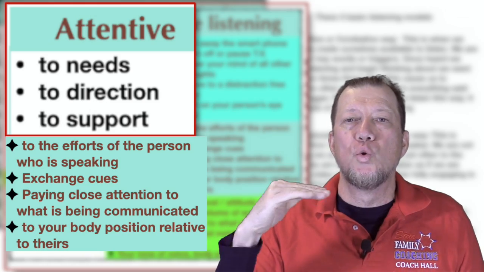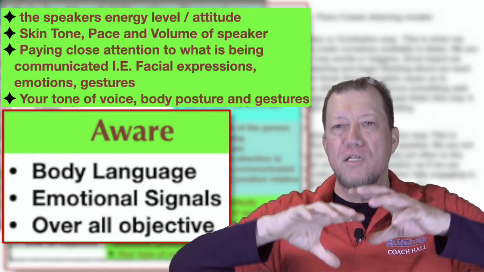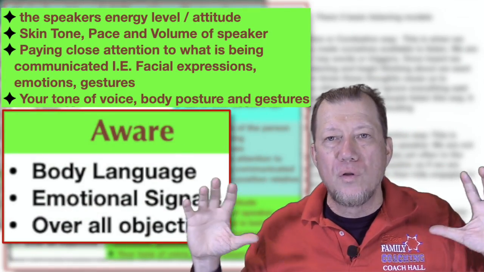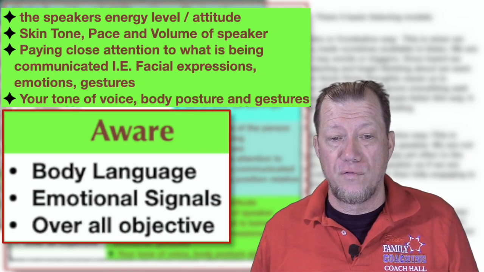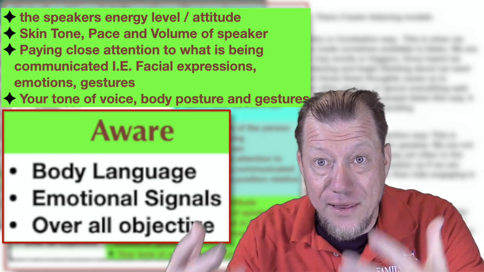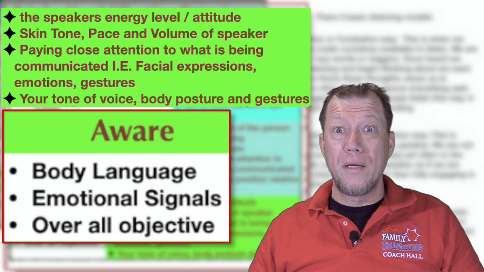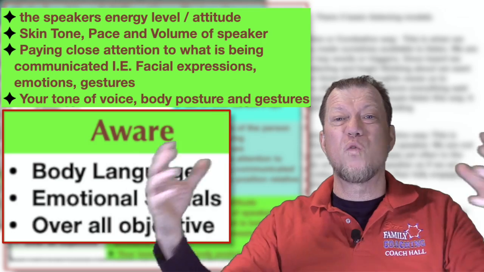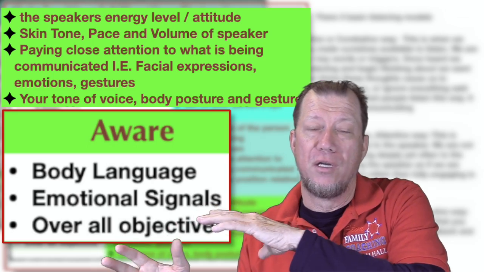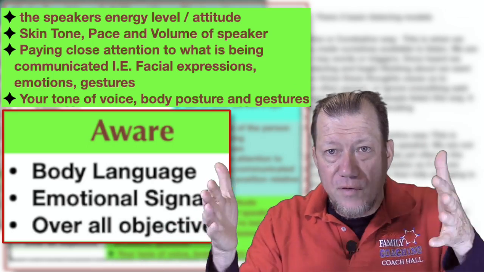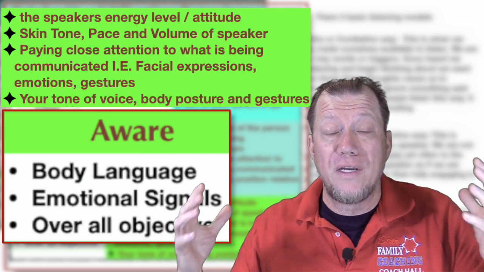Attentive is to your partner, whoever it is you're conversing with. Aware is just acknowledging what's happening all around, including yourself. This is inclusive of yourself. Being aware of your body language and their body language. Being aware of their emotional signals and your emotional signals. Being aware of the overall subject matter. What are we talking about here? Where are we going? Are we off on a tangent? Or what's happening here? So attentive is really, we're focusing on them, and aware is being inclusive in this exchange.